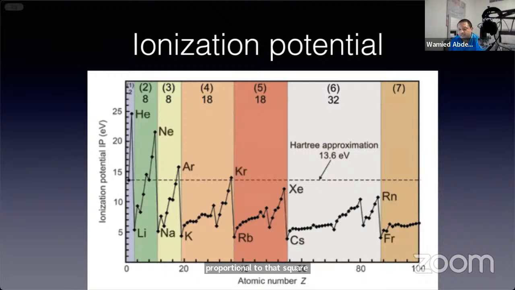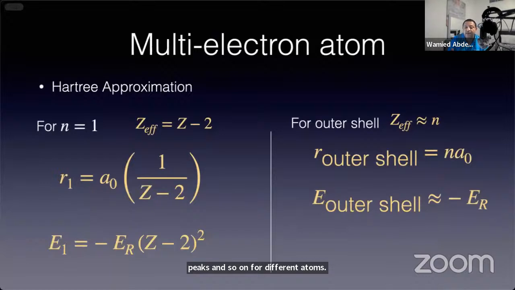But the ionizing potential for atoms, when I say independent, I don't mean that they're the same, but it's roughly at the same level. The energies are the same. Other factors definitely come into play to explain, for example, why we have these peaks and so on for different atoms. So that's the bottom line that I want you to understand, based on Hartree's approximation for multi-electron atoms.